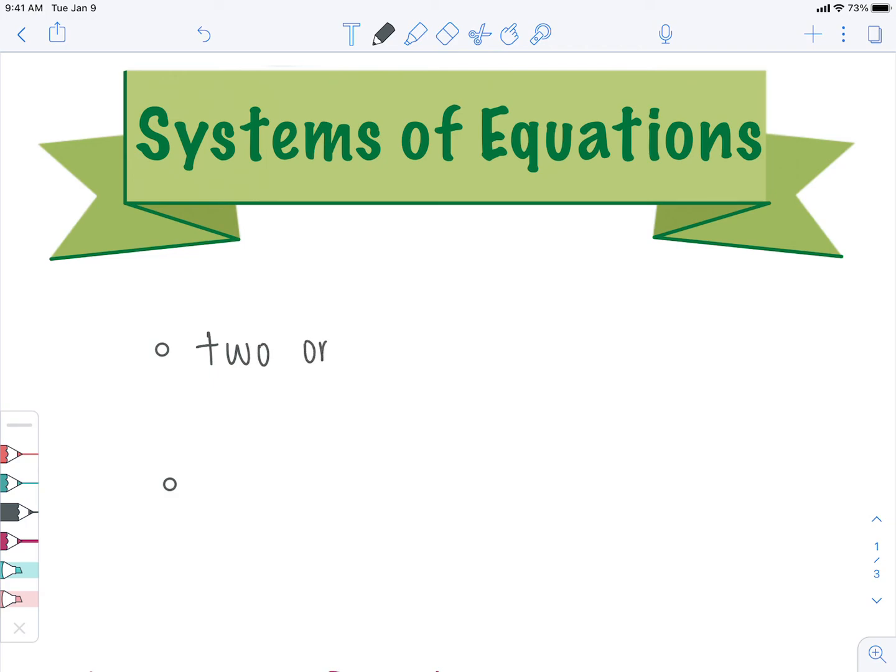Two or more equations with the same variables.